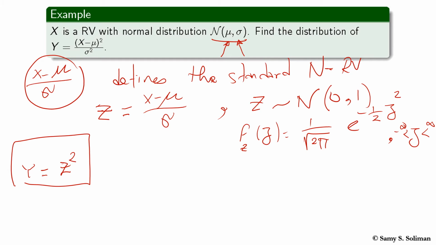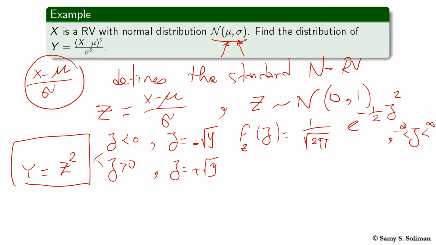However, we can split this relation between y and z into two intervals. One interval for z less than 0 and the other for z larger than 0. In this case, if z is less than 0, then z will be equal to negative the square root of y, and if z is positive, then z equals positive square root of y.